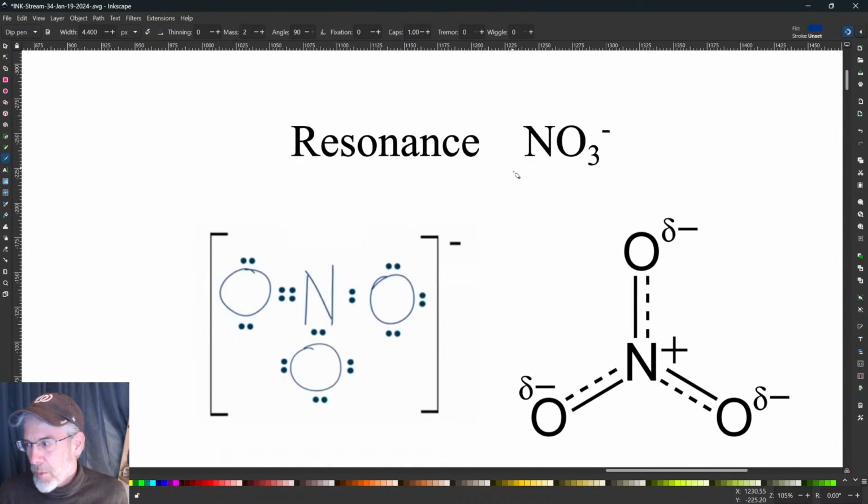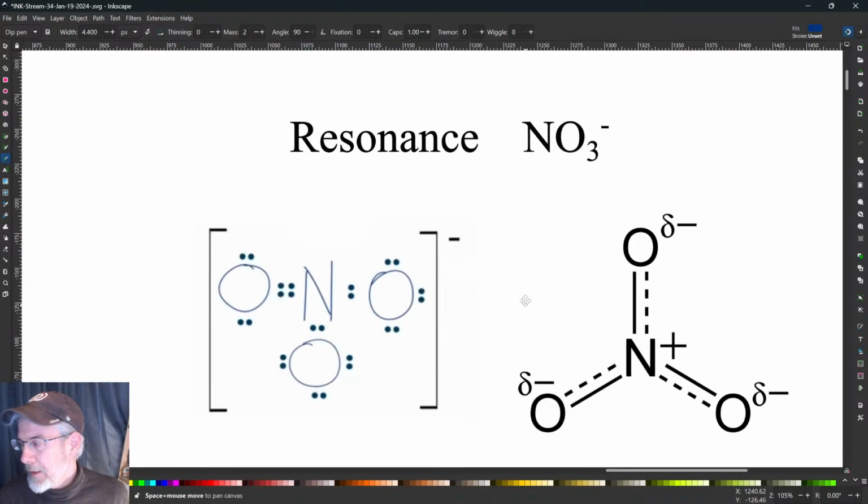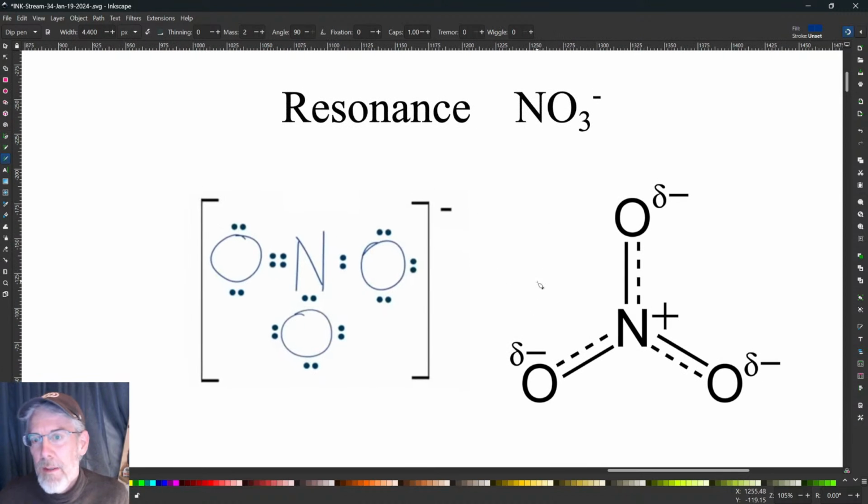Let's start with resonance. We see resonance quite often when you're taking general chemistry or organic chemistry. It's really important. In organic chemistry, it helps you tell whether the molecule is going to be stable, and how strong of an acid or a base it might be. So it's really important in both general and organic chem. So here's how it works.